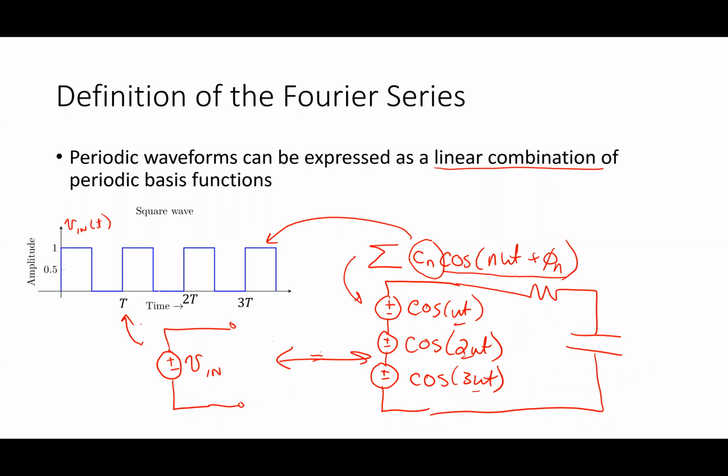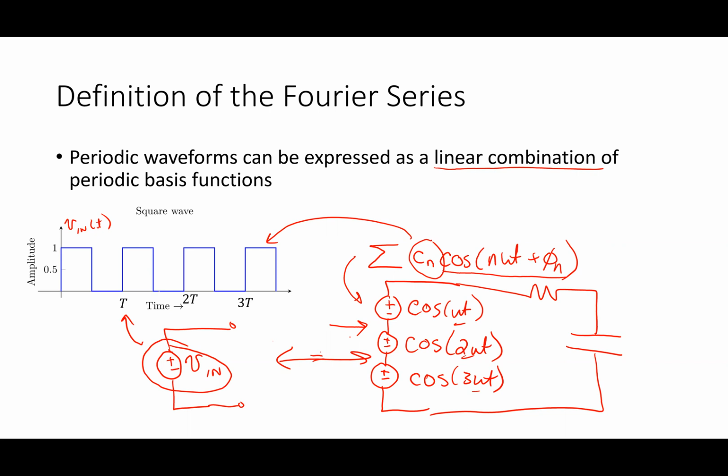But that's not to say that that's what I really have. That's the important thing here. If I had a voltage source that was truly a square wave, which I could have, it's not really a bunch of cosine sources added in series, but I can make a model for it to say that it is. And that model makes my analysis a lot easier. All right, that's the basic definition of a Fourier series.